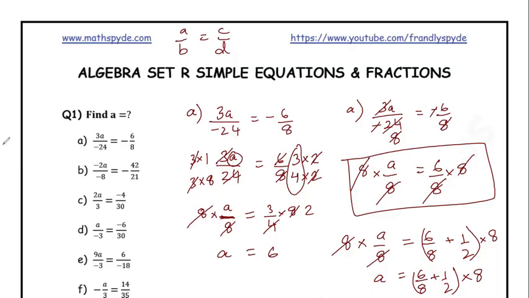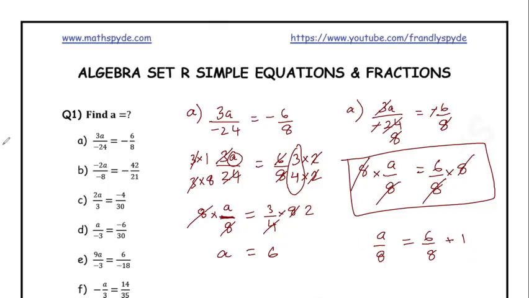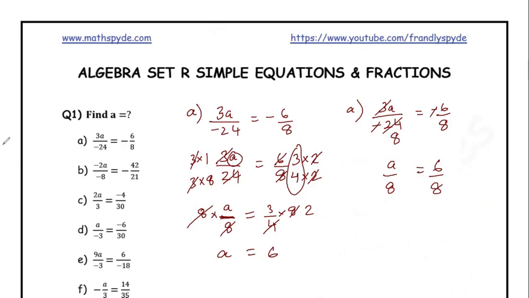All right, so going back, 8 and 8 go. What you're left with is 6 and A. So A is equal to 6. That's when you become proficient, that's how you can solve it. Okay, B.